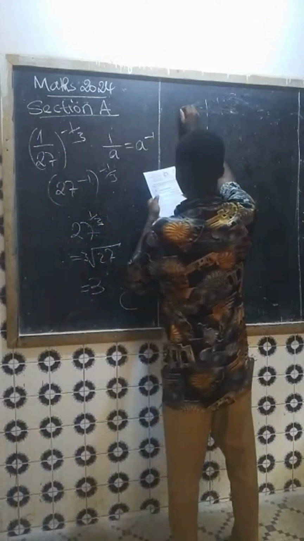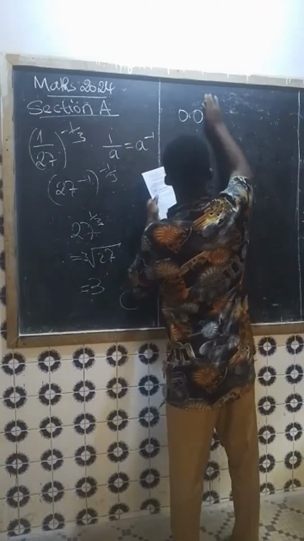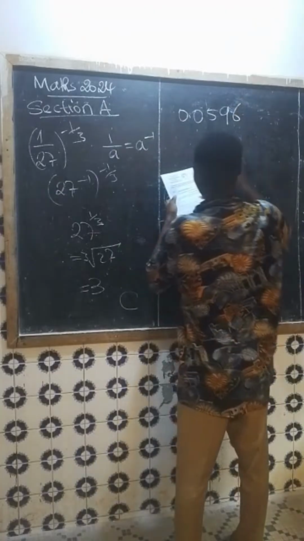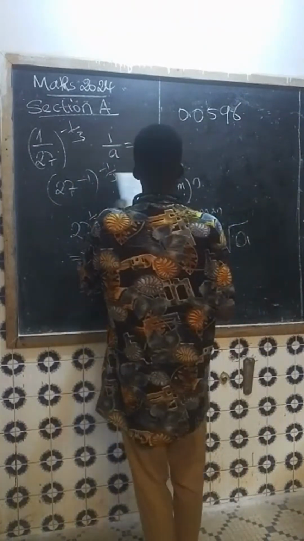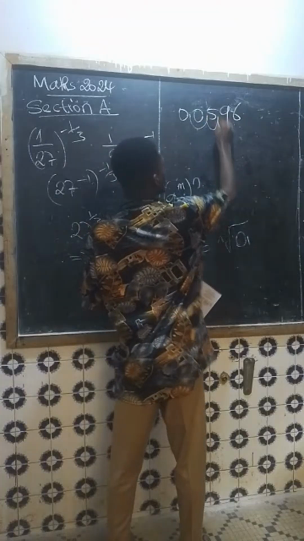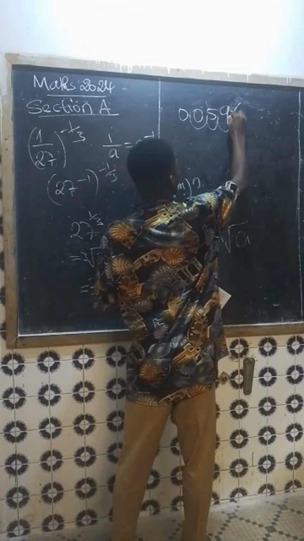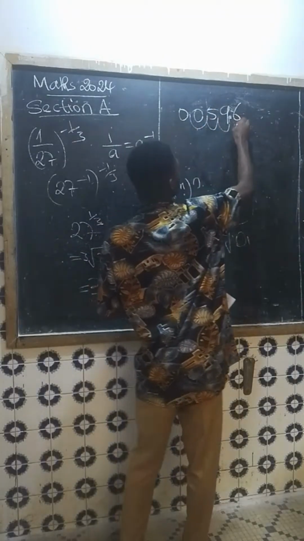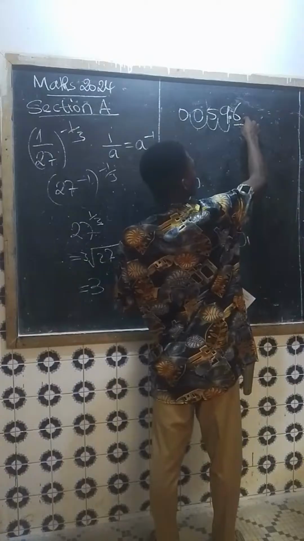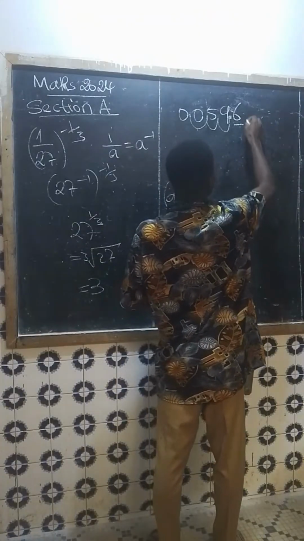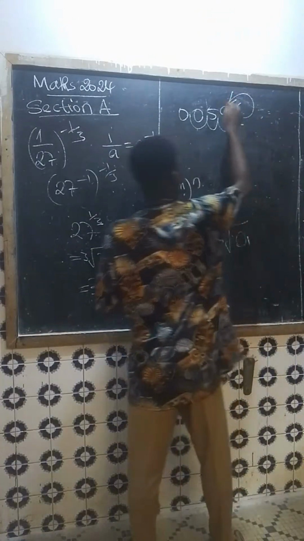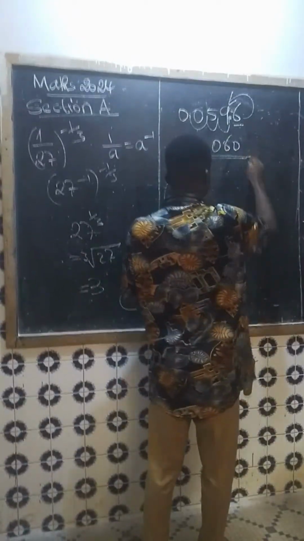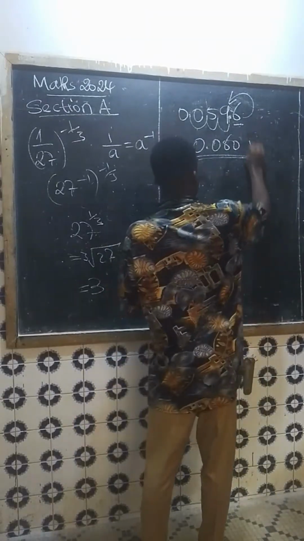Now you have 0.0596. Correct? So 3 decimal places. So you count 1, 2, 3. Your decimal point is now here. You now have 0.059, but this 6 here is greater than 5. So you've got to round up, and then you add up here. You're going to have 0.060. This is your answer, which corresponds to option B.